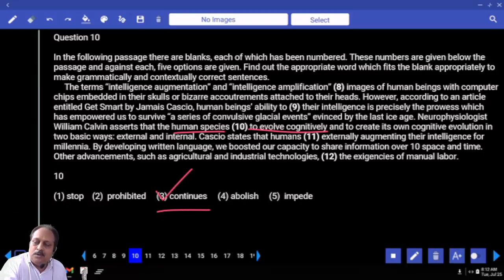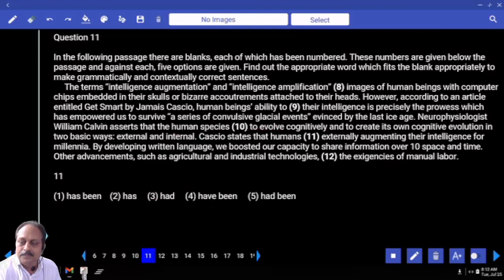And to create its own cognitive evolution in two basic ways, external and internal. Tassio states that humans are externally augmenting. Underline externally augmenting. Here, underline the word augmenting. Write the part of speech: verb. Based on that, you should understand which tense this particular sentence is in. Please answer. Present perfect, or present continuous, or present perfect continuous?